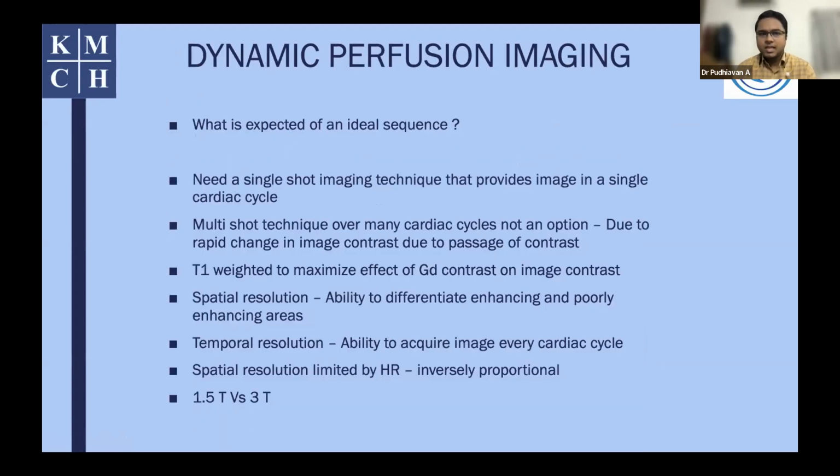Coming to the sequence per se, what is expected of an ideal sequence for doing dynamic perfusion imaging? First and foremost, we need a single shot imaging technique that provides an image in a single cardiac cycle. Perfusion imaging is time sensitive. What we are doing here is assessing the first pass perfusion of the myocardium. So we can't use a multi-shot technique which acquires images over multiple cardiac cycles.